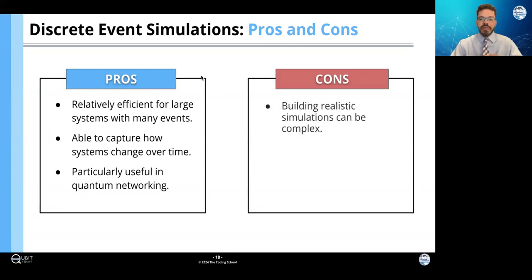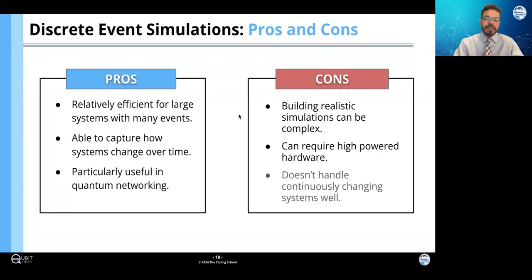Now, some of the cons, well, it can be complex to build realistic simulations, because now instead of having all the math done for you, you've got to think about, okay, how and when and where do I model this particular dephasing, or how and when am I entangling these two qubits? You might need high-powered hardware for it. Frankly, I think that's probably true of all these things, but it bears mentioning. And it doesn't handle continuously changing systems very well.